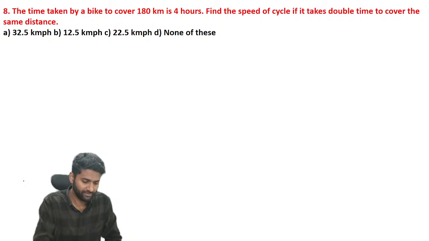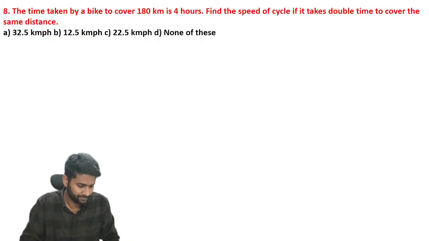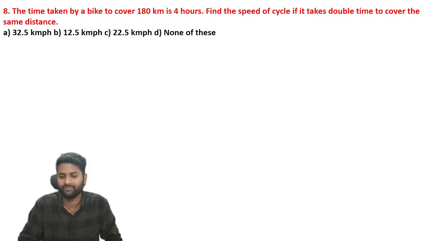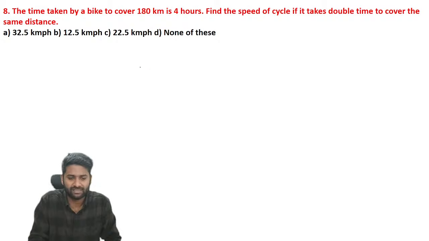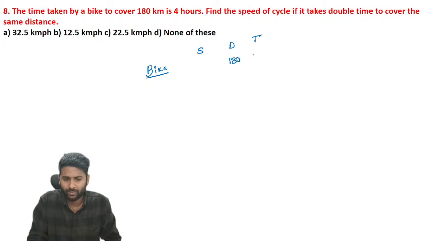Let's see one more question from time, speed, distance. The time taken by a bike to cover 180 kilometers is 4 hours. Find the speed of the cycle, which takes double the time to cover the same distance. As you know, they're talking about the bike: speed, distance, time. And the bike covered 180 kilometers in 4 hours. So what is the speed here?